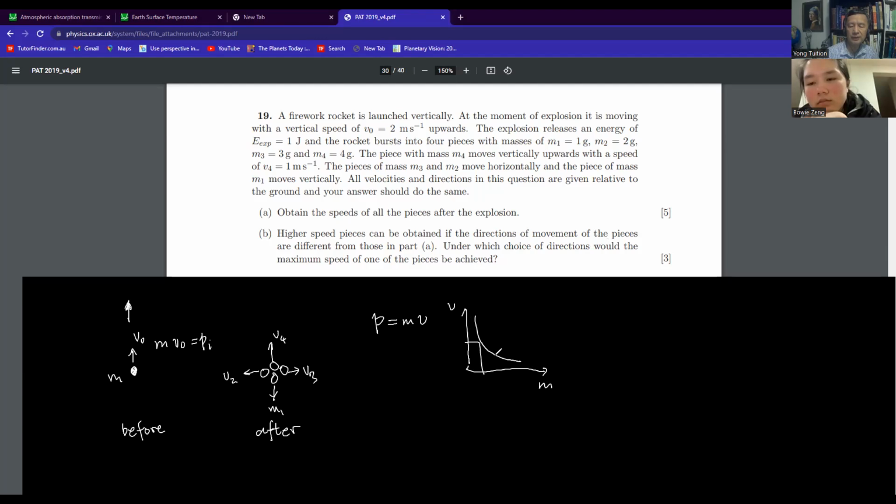So forget about this dependence. But if so, we can make smaller pieces, right? Smaller pieces move faster. That's according to momentum conservation. But no, this is not the right way to go. One of the pieces, they just want the speed of one of the pieces to be achieved. Under which choice of direction?